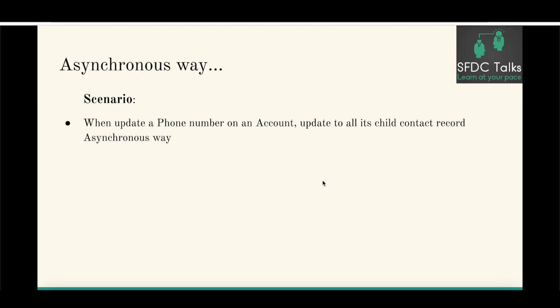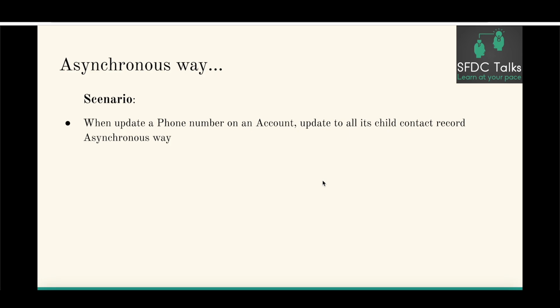Here the scenario is: whenever a phone number is updated on an account, update the same number on all its child contact records. This may be a very simple scenario where a single account record gets updated and you're updating the corresponding two or three contact records. That will not have a major impact, because when you do this on a single record the change may seem immediate. But think of a situation where you are updating 1,000 account records, and each account record is associated with two or three contact records.